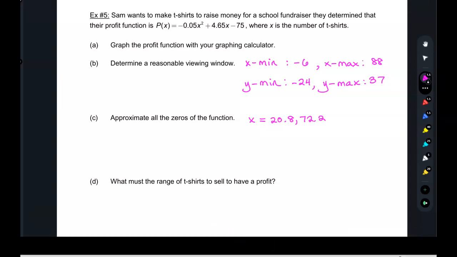So the last question. These are the zeros, and I want a range of T-shirts to sell to have a profit. I can't sell 20.8. I have to go between 21 and 73. These people are really bad at selling t-shirts. I agree. 21 and 72 T-shirts.